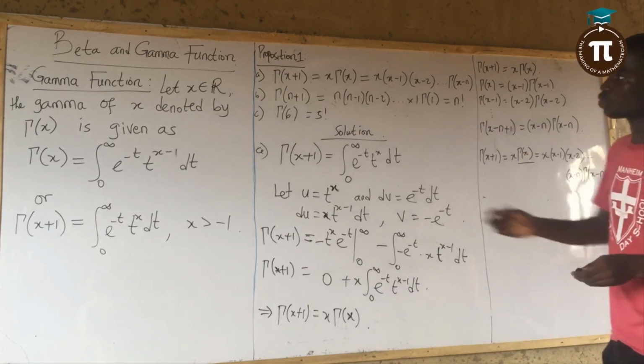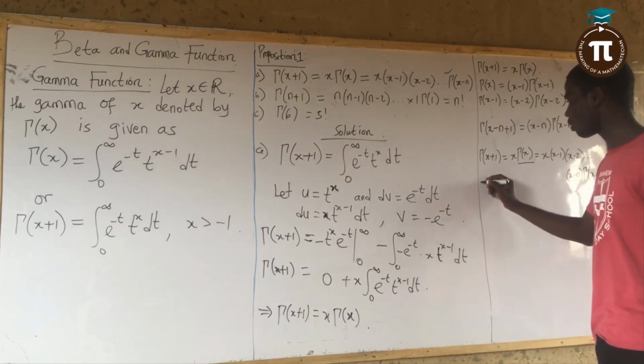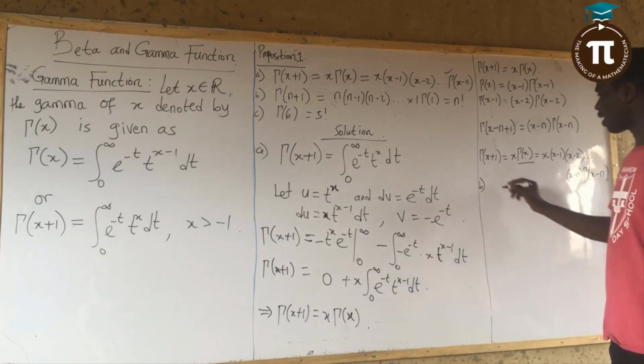We are through with the first one. That's how it is. The second one, B, gamma of n plus 1.